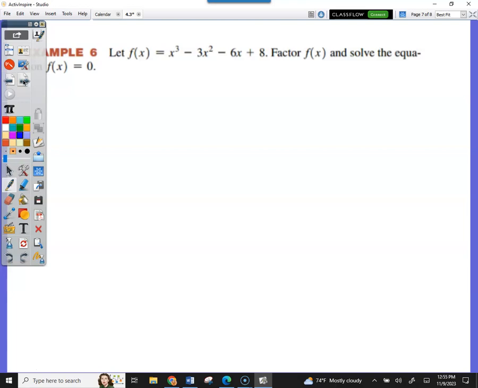What's next? We have a cubic polynomial. It says factor it and solve the equation. Did they give us anything to start with? No. We have nothing to start with, right?